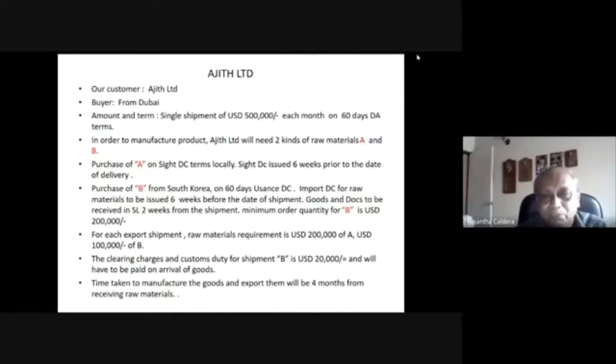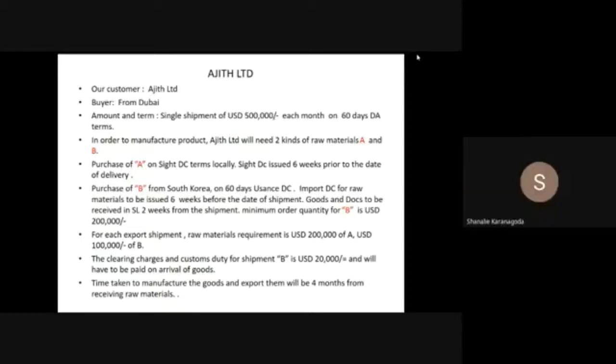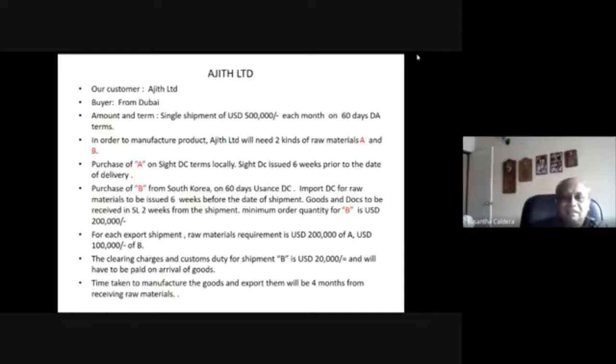Minimum order quantity for B is how much? $200,000. And what is the lead time? Read it. Import LC for raw materials to be issued 6 weeks before the date of shipment. Goods and documents to be received in 2 weeks from shipment.